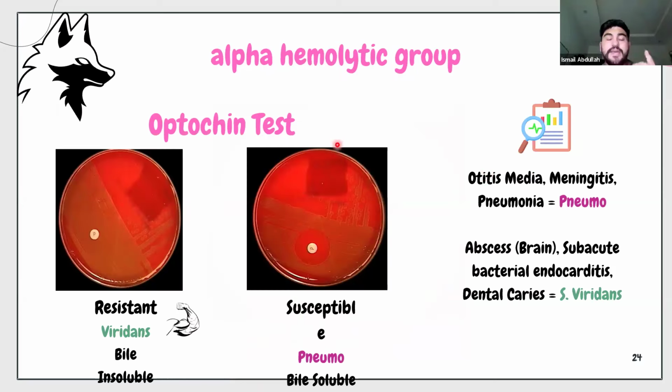The very first test you want to do is the optochin test, which is kind of like an antibiotic, actually. And you want to see if they are susceptible or resistant to it. So pneumonia is going to be susceptible because there will be no growth around the antibiotic disc right here. While in viridans, there is growth. So it is resistant to optochin. And the other difference is that viridans is insoluble in bile, while pneumonia is bile soluble.